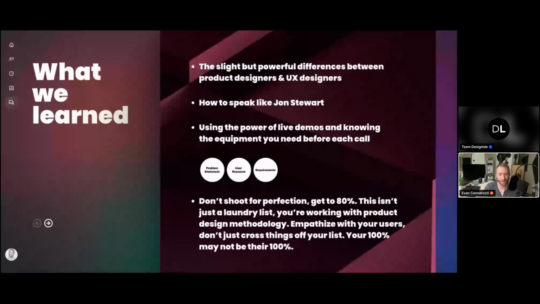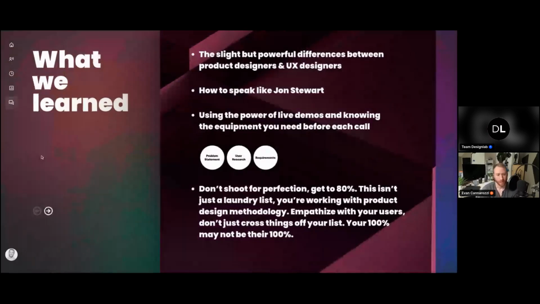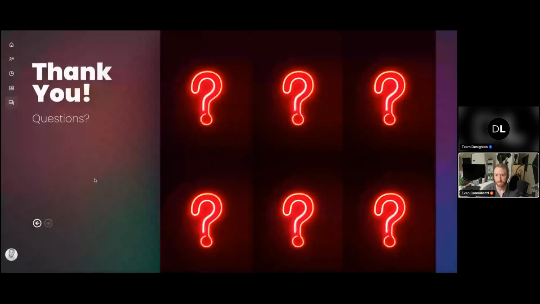We're working with product design methodology. So empathize with your users. Don't just cross things off your list. Your 100% may not be your user's 100%. And that's it. So we can open it up for questions. And Emily, if you have anything to add, you can start there.